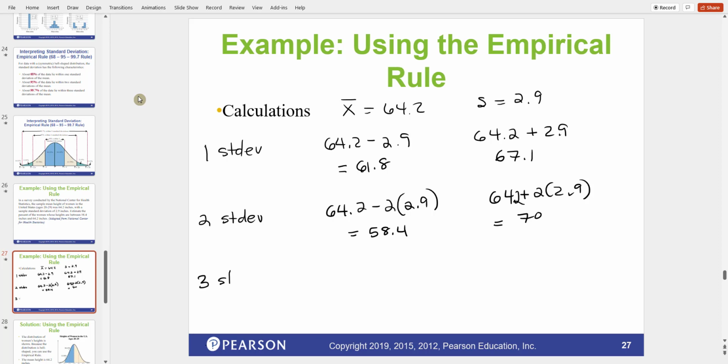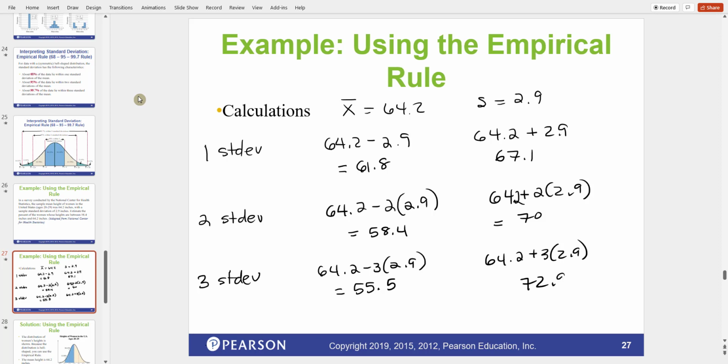If I go out 3 standard deviations, this time I am going to multiply the standard deviation by 3, and then add and subtract it from the mean of 64.2. When I subtract it off, I get 55, and when I add it, I get 72.9.